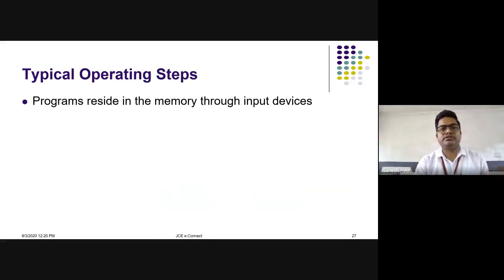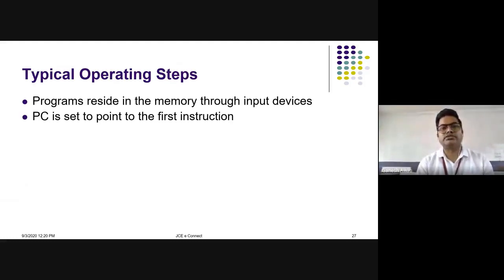So how does it typically operate? There have to be steps that need to be followed. If you do anything, we follow the steps particularly, right? So this also follows some steps. The program resides in the memory through input devices. First, you save the program into the memory, right? Then the PC, the program counter, is set to point to the first instruction. So the program counter is holding what? It is pointing to the first instruction. It will hold the memory address where our first instruction is stored.